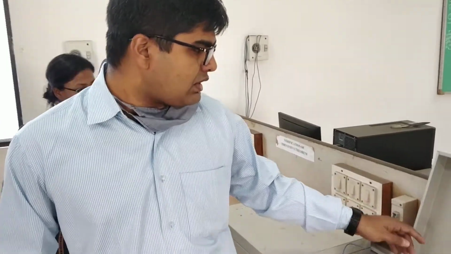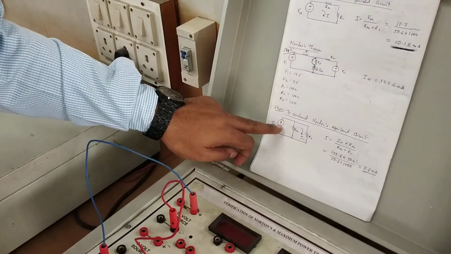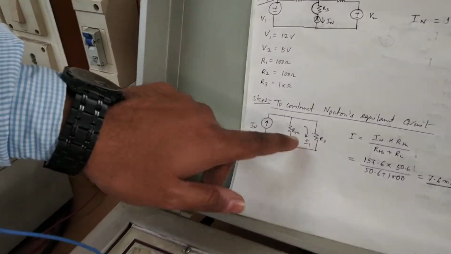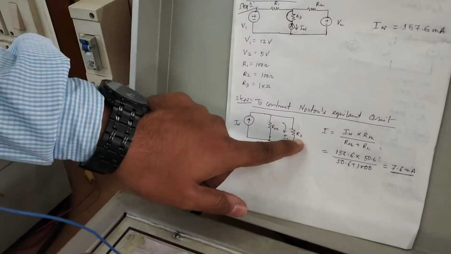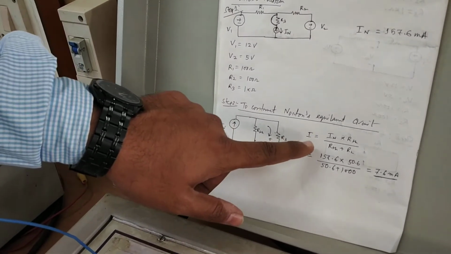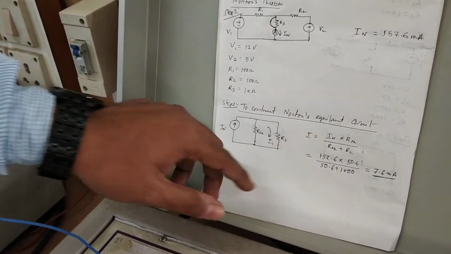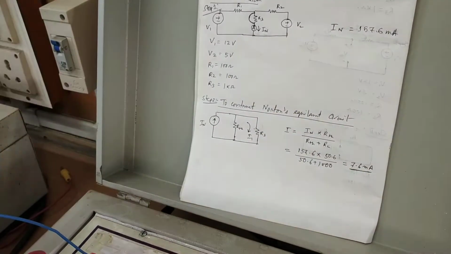After determining the Norton current, the next step is to determine the Thevenin resistance, which has already been done in the previous theorem. After determining these two parameters, let us construct Norton's equivalent circuit, which is the Norton current in parallel with the Thevenin resistance and the load resistance. Now, what is the current flowing through R3? It will be found by the current division rule. This will be the formula, and the verified current comes to 7.6 milliampere.